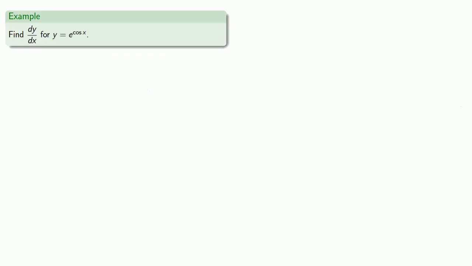So let's find the derivative of y equals e to the power cosine x. So starting off with the chain rule, we want to find the derivative of e to the something, which will be e to the something times derivative something. We'll put things back where we found them and evaluate our unresolved derivative.